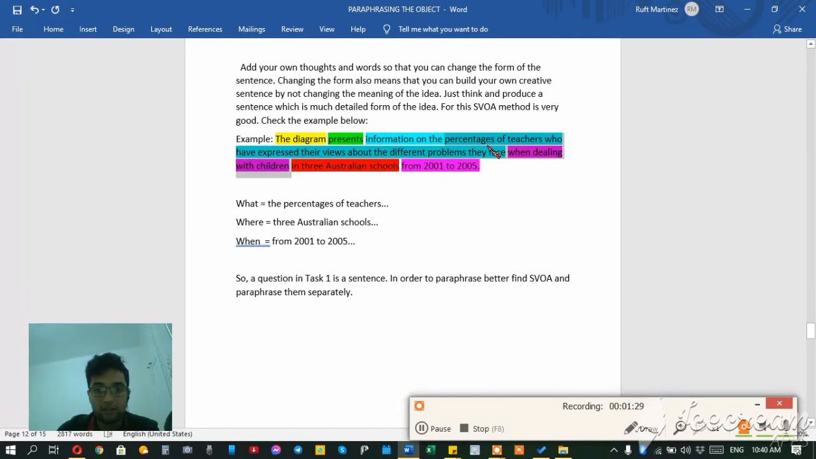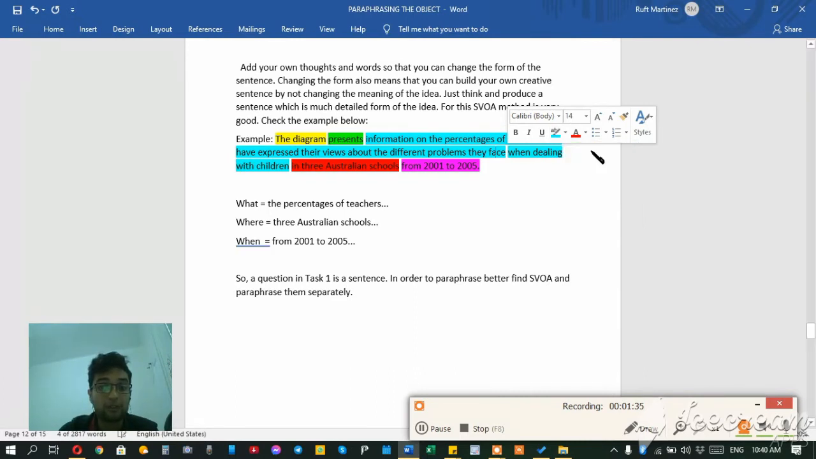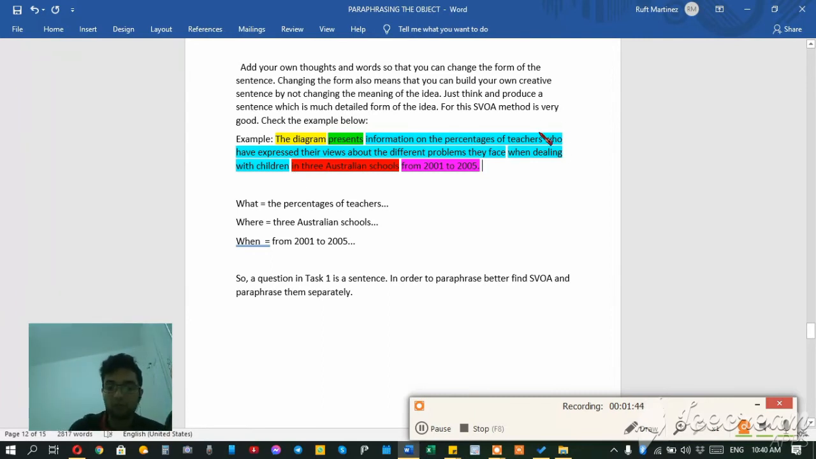It's not the time adverbial of the sentence, it's the time adverbial of the object, of the relative clause in the object. So who have expressed their views about the problems they face when dealing with children. So a relative clause also has subject, verb, object, adverbial, as we studied before. Who is the subject? Have expressed is the verb. Their views about the different problems they face is an object.